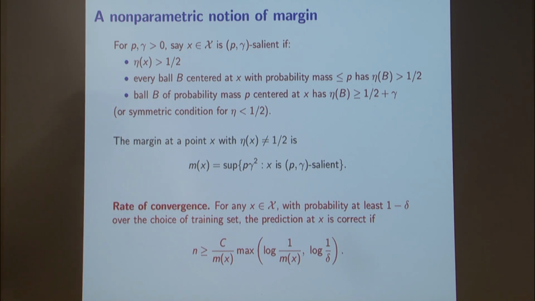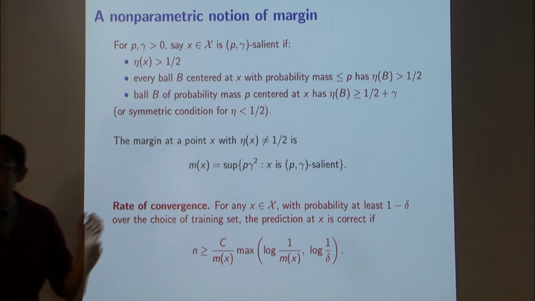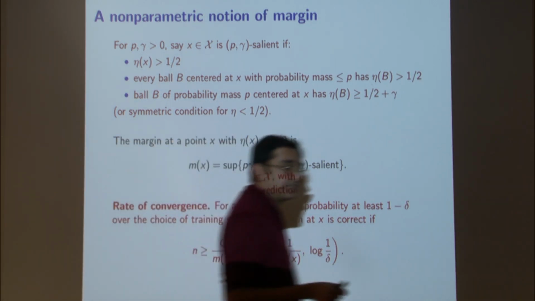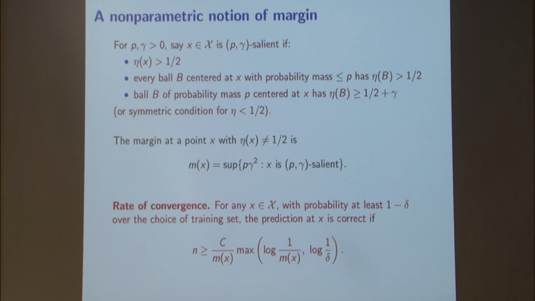And is there a continuity assumption on eta here? No, here there isn't. Although this is a slightly different predictor, this also has the same universal consistency in metric spaces under the Lebesgue differentiation condition. On the adjacent continuity, right? Every ball centered with mass less than p.